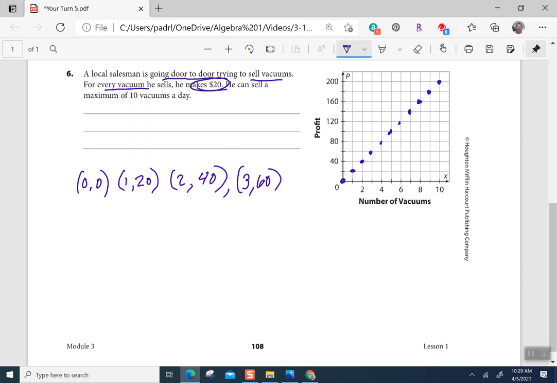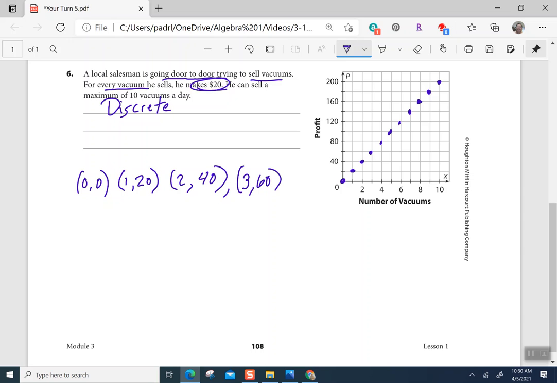Now the question is, is this discrete or is this continuous? Remember, for continuous, he could walk into a house and somebody says, hey, listen, I don't want the whole vacuum. Can I only buy half of it? Of course, his answer has to be no. Therefore, this has to be discrete. That's the difference between discrete and continuous. Continuous, he could have said, yeah, I'll sell you just the hose. Or yeah, I'll sell you just the actual vacuum cleaner without any attachments. But we presume that he only is going to sell the whole vacuum and not part of it.